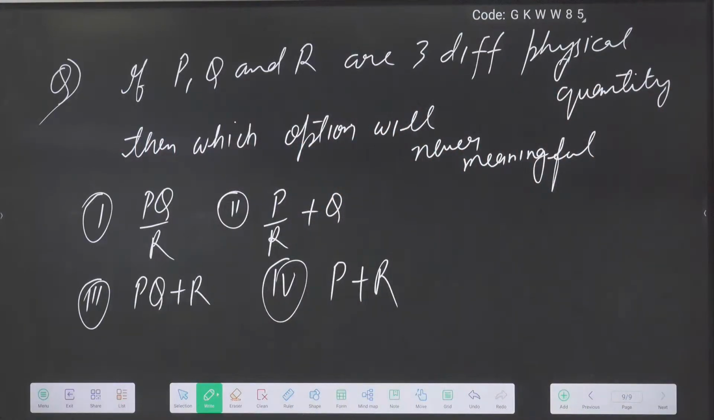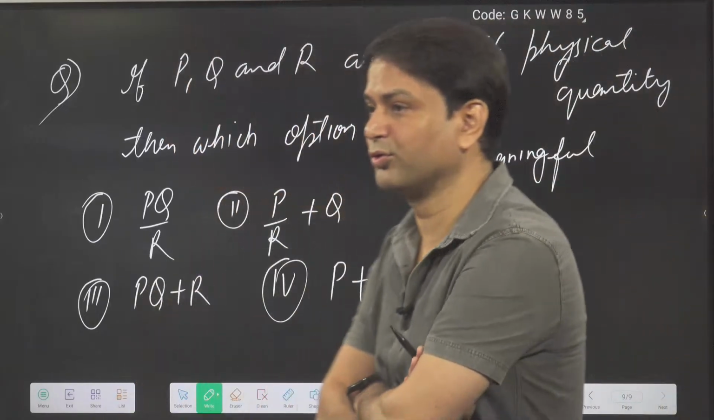Tell fast. P, Q, R are three different physical quantities. So among the given options, which will never be meaningful? Four. Everybody is saying the answer is 4.